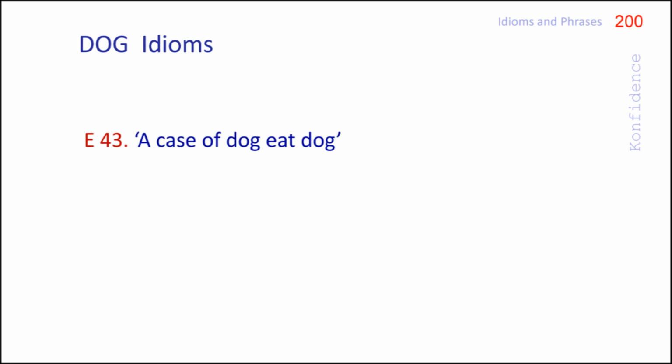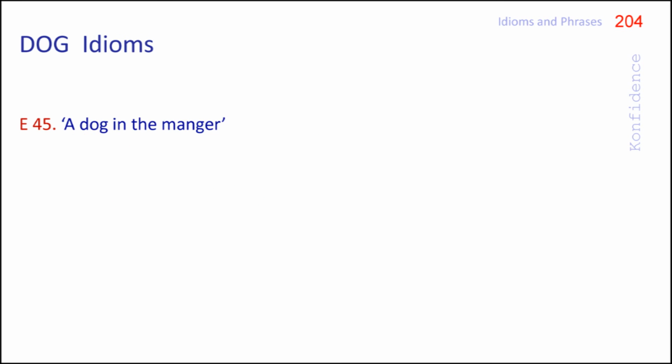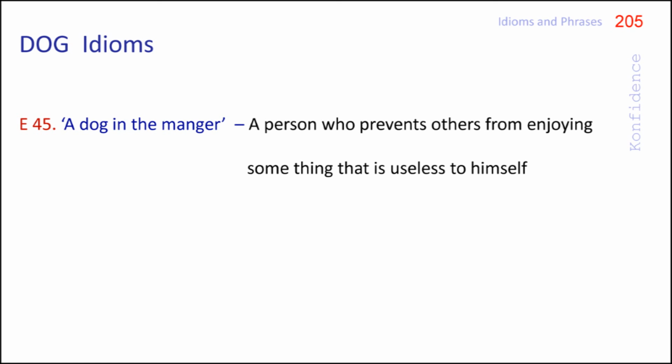See the first idiom. A case of dog eat dog means a situation, especially in business, where ruthless methods are used. When a person dies like a dog, he dies in shame or misery. A dog in the manger means a person who prevents others from enjoying something that is useless to himself. Manger is a long open box or trough for horses or cattle to feed from.